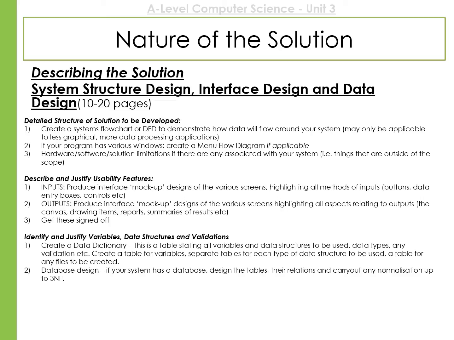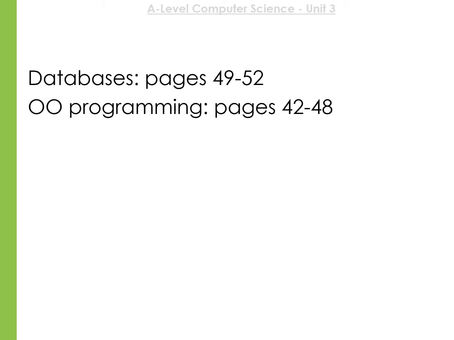If you're designing a database, you need to make sure you're designing the tables, their relationships, and any normalization to third normal form that you've actually created. Now, because all your projects are significantly different, you're going to have to read different pages in the book for this section. If you're doing databases, read pages 49 to 52. Remember that you're actually going to have entity relationship diagrams in there, and you're also going to have to be thinking all about normalization and the structure of your tables.